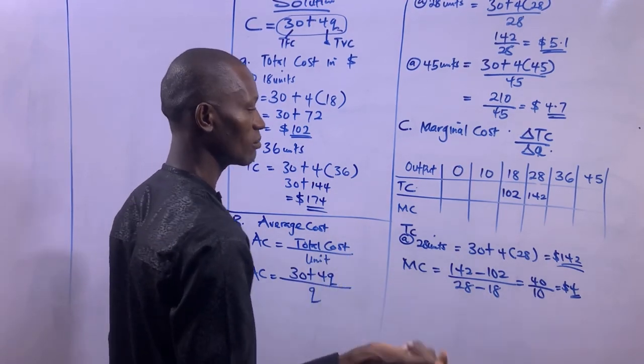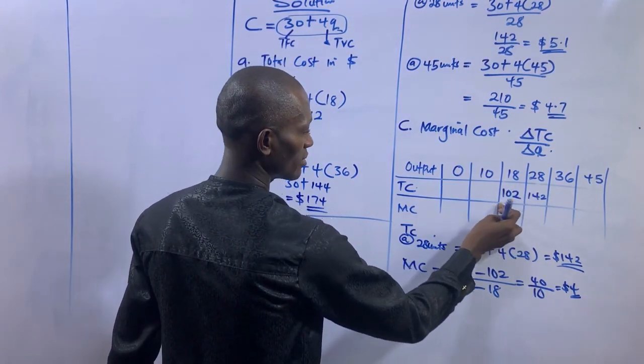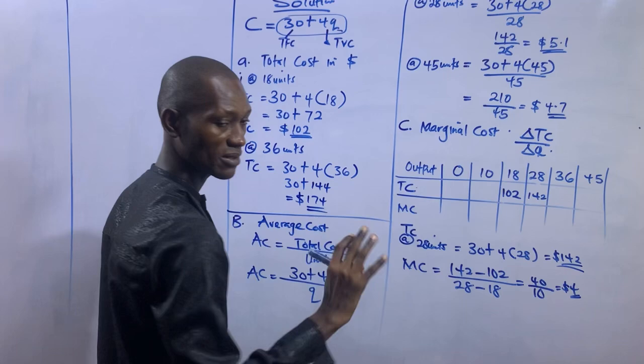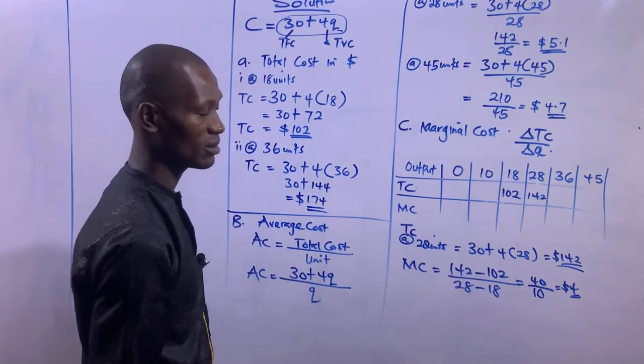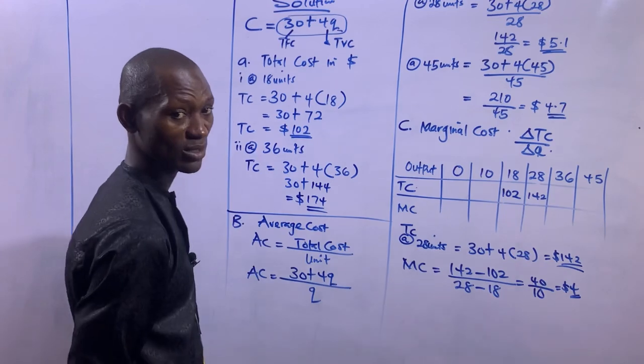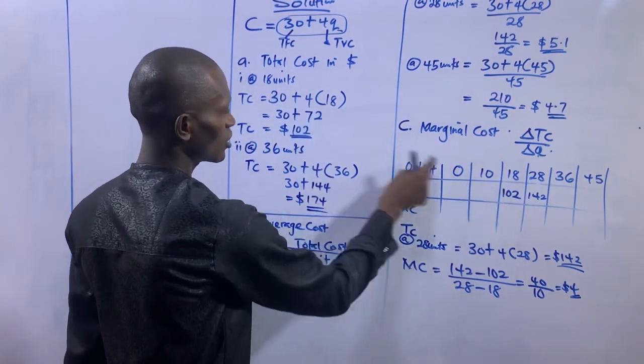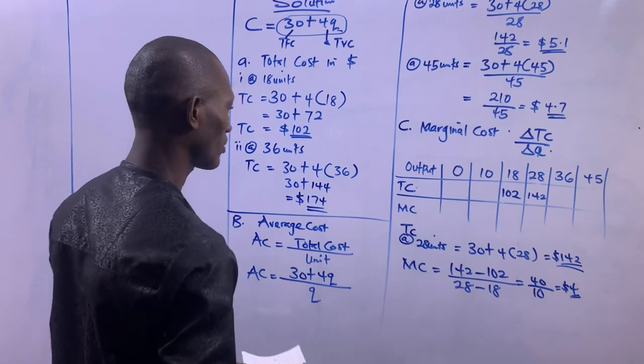So you have to work backward. To work backward, this minus this, divided by this minus this. That's what we've done here. It's as simple as that. So you have to get the total cost of these 28 units because that has not been gotten. But we have gotten this. Just put it here. It's as simple as that.